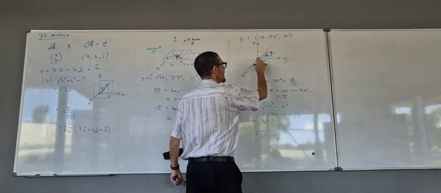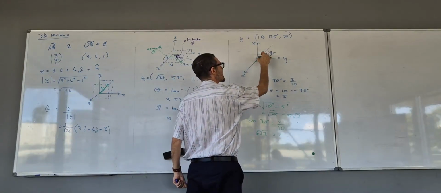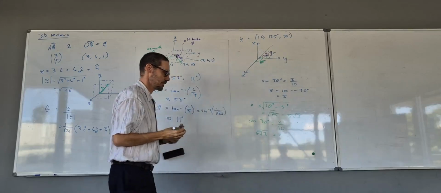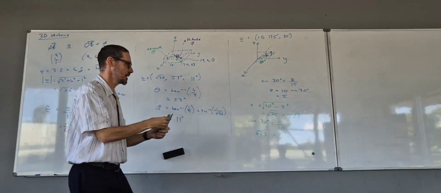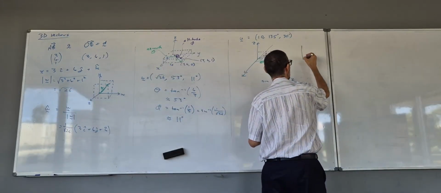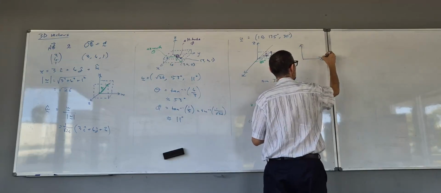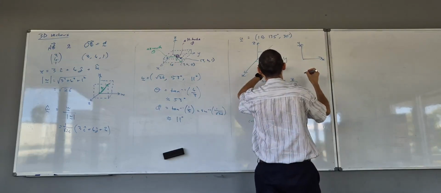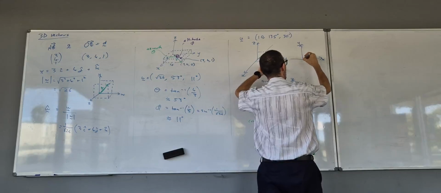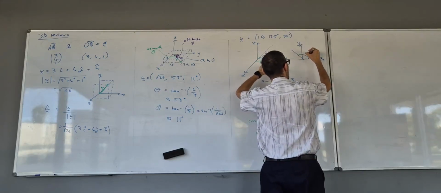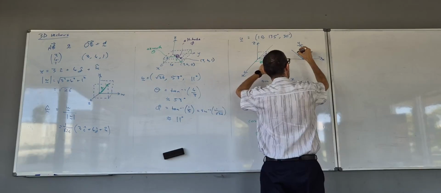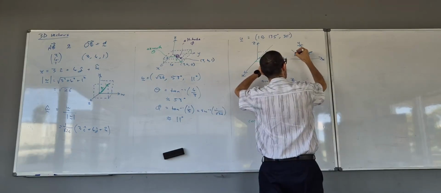Now I have this green length, I want to find the X and the Y. If it helps you, you can redraw it with just X and Y, and it's actually on the negative side, it's over here. That's 135 degrees, and this is 5 root 3.